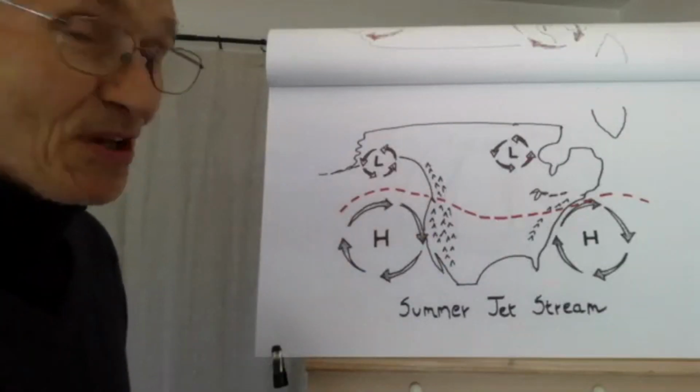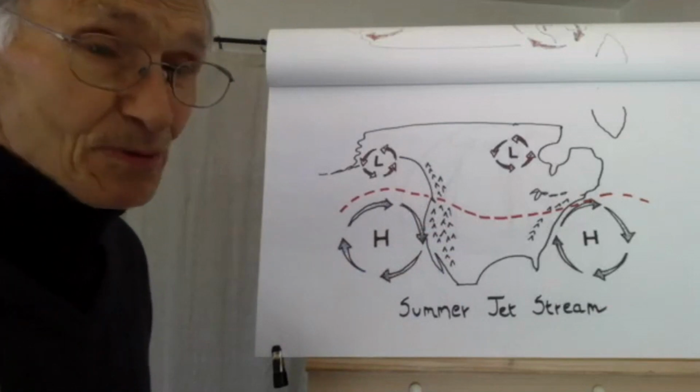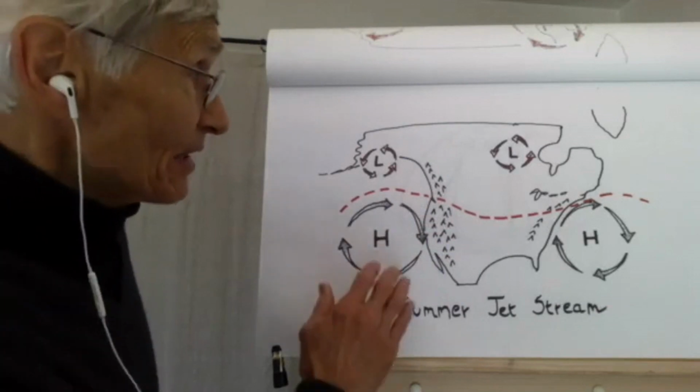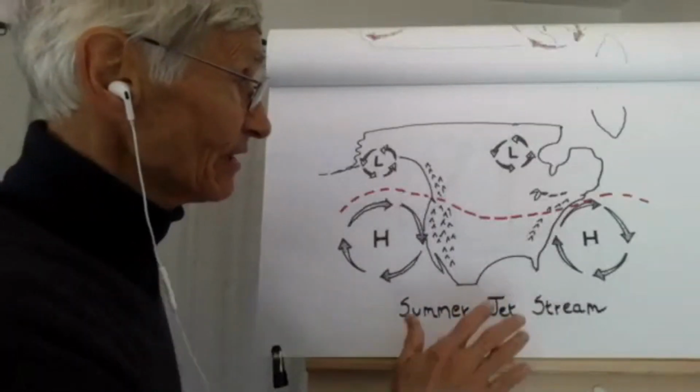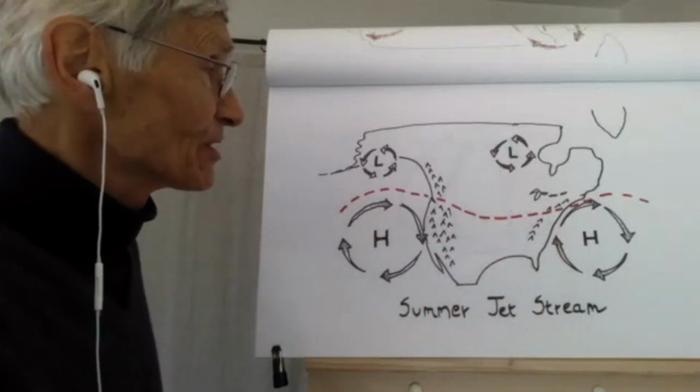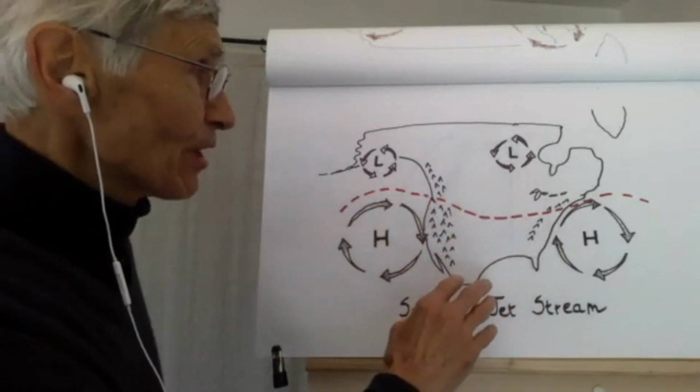That's the Northwest Pacific Gate. Then that air travels across the continent and it doesn't encounter another kind of gate until it gets to the East Coast, because it's passed through the Rockies.